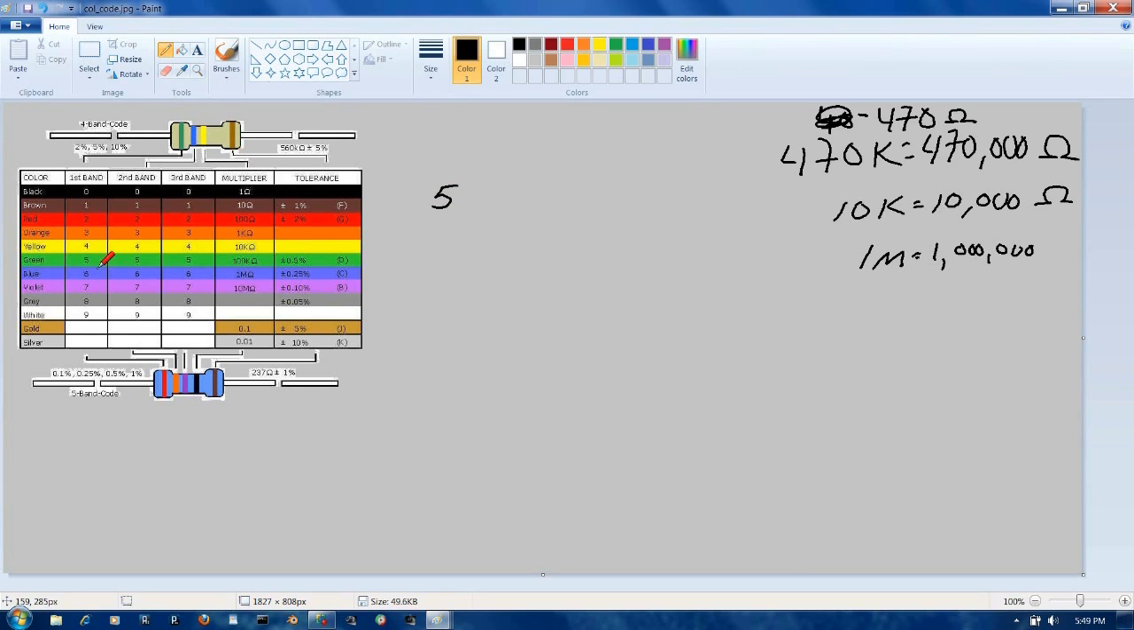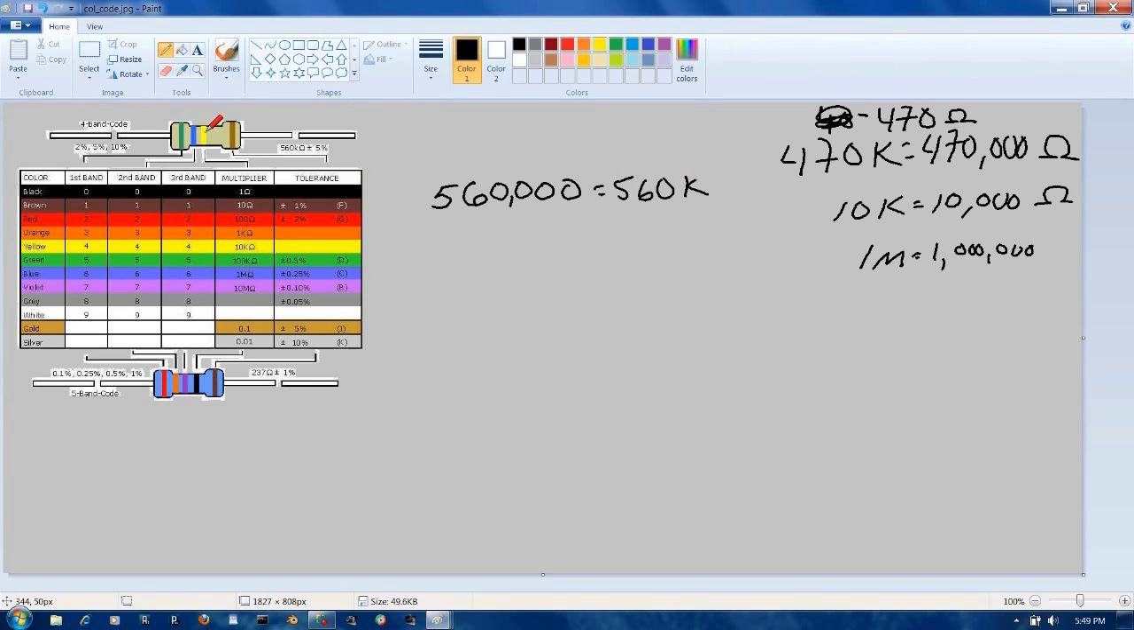Blue is 6. And the third band is the multiplier. So yellow is, you'd multiply it by 10,000. But you don't have to think of it that way. That's a little difficult. Think of it as the amount of zeros you want to add. Yellow is 4, so add 4 zeros. 1, 2, 3, 4. And that's 560,000 or 560K.